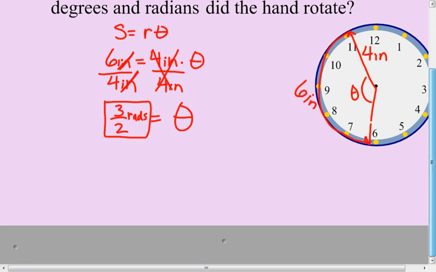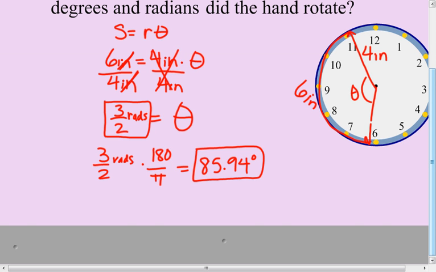And then if I were to convert it to degrees, in order to convert something that's in radians to degrees, I would multiply by 180 over pi. And when I multiply that by 180 over pi, I will get about 85.94 degrees. Okay?